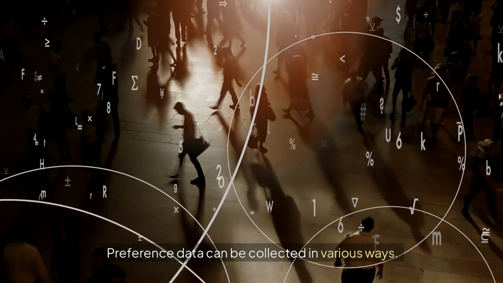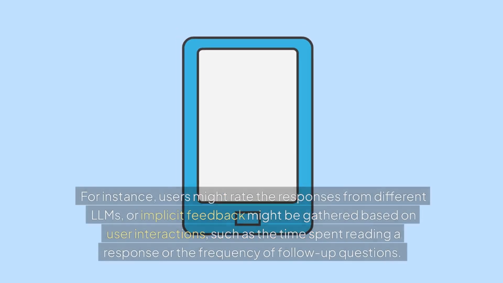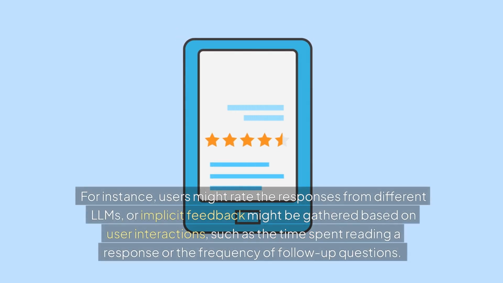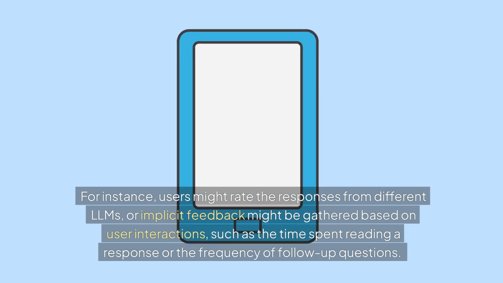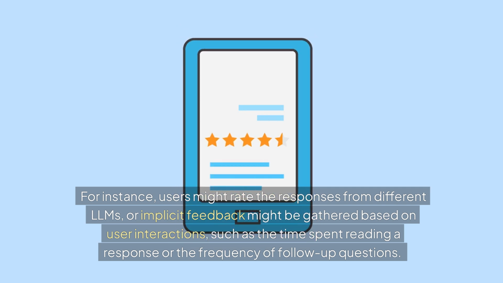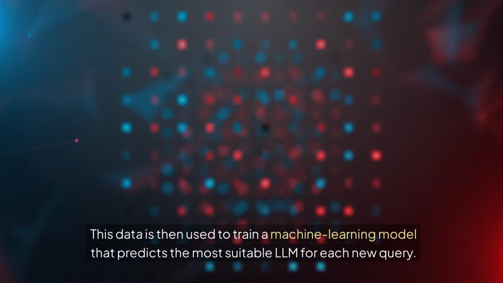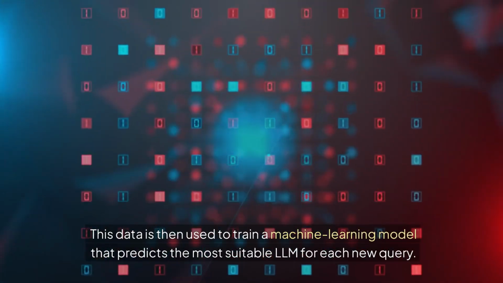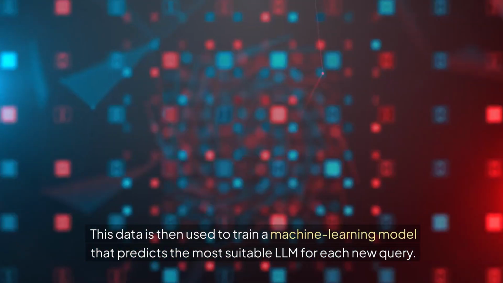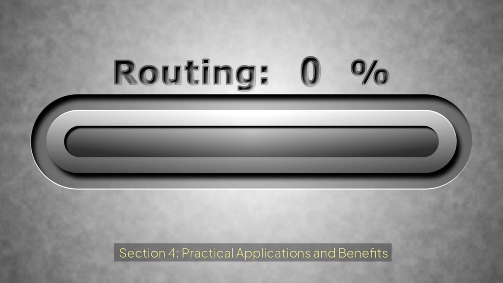Preference data can be collected in various ways. For instance, users might rate the responses from different LLMs, or implicit feedback might be gathered based on user interactions, such as the time spent reading a response or the frequency of follow-up questions. This data is then used to train a machine learning model that predicts the most suitable LLM for each new query.